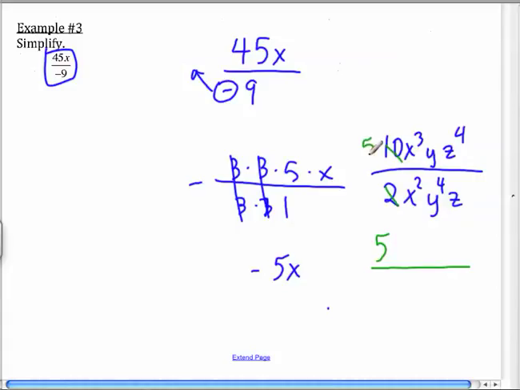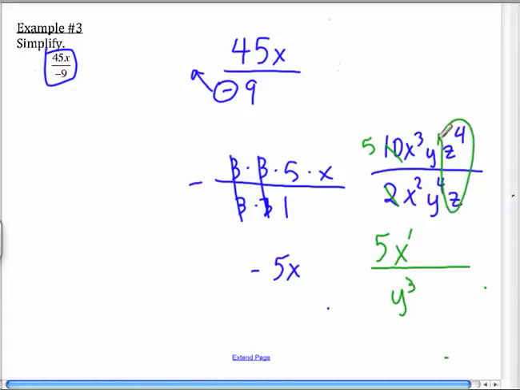Then I'm going to look at my x's. Which one has more, top or bottom? How many more? 1 more, right? And since it's on top, I leave it on top. X to the first. Okay? Now let's look at the y's. Which one has more, top or bottom? Bottom. How many more? Not 4 more. 3 more, right? Good.